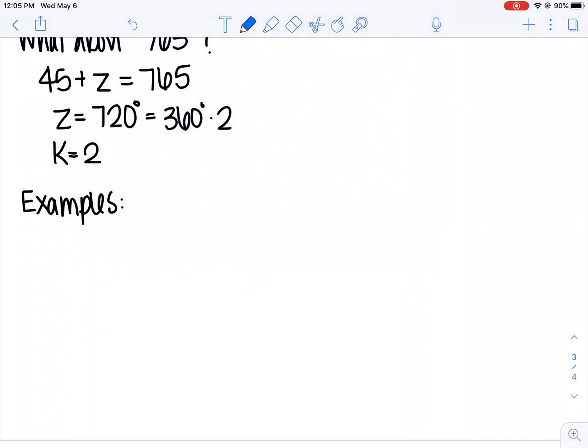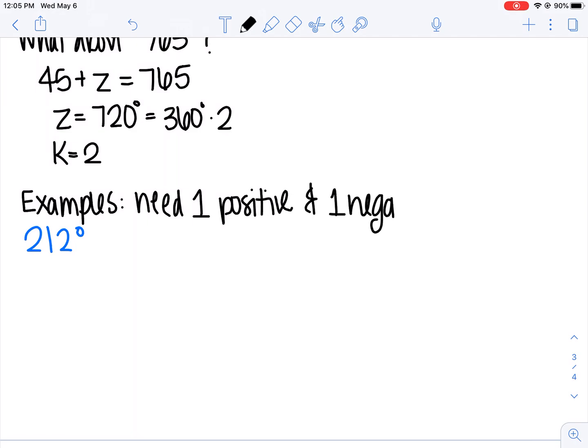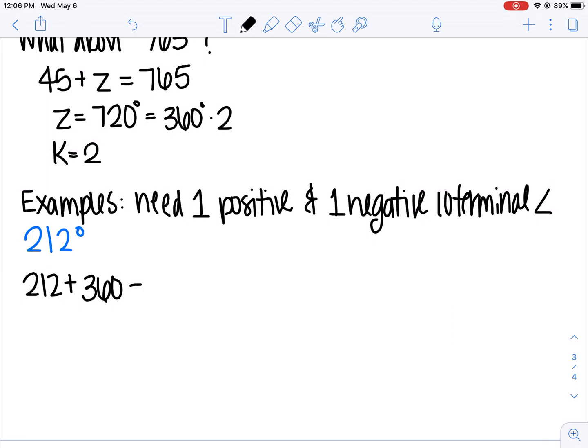So our angle is going to be 212 degrees, and we want one positive and one negative coterminal angle. So, for 212, I have 212 plus a positive coterminal angle, which means I need to get bigger, is going to be plus 360 degrees. K can be 1. So I'm going to get 572 degrees.